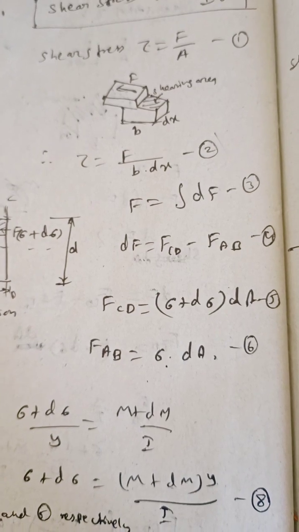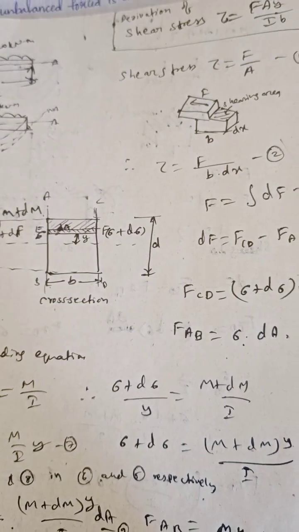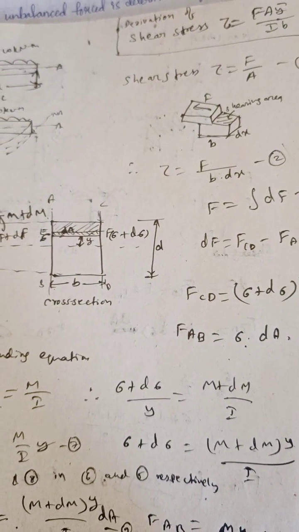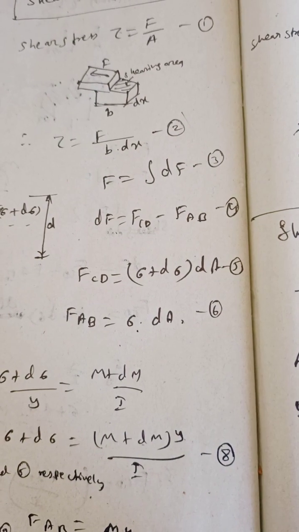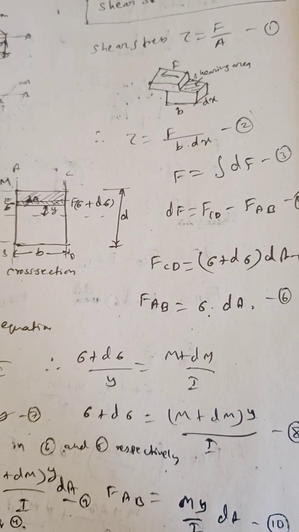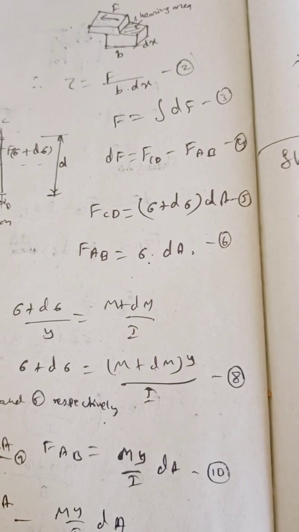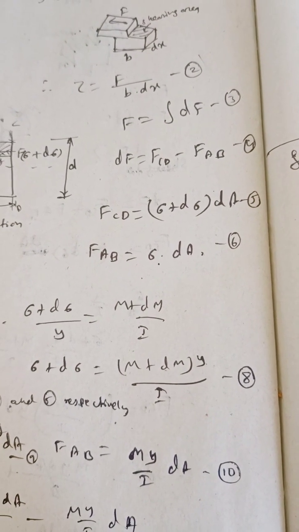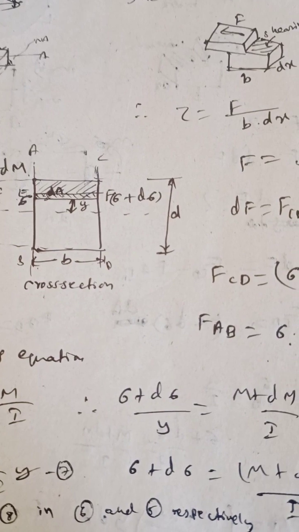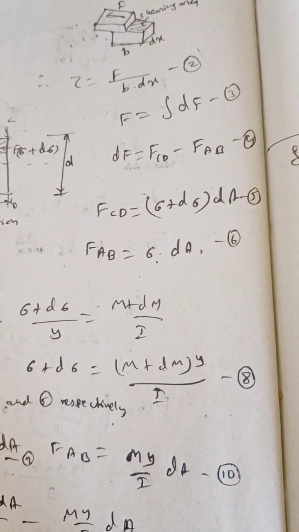So F is nothing but the integration of dF, where dF is the force difference between the sections AB and CD. So integration dF equal to F. Now what is dF? dF equal to FCD minus FAB. So what is FCD? We know that force equal to stress into area. So FCD, with stress on CD being sigma plus d sigma, is sigma plus d sigma into dA, and FAB is stress sigma into the area of the elemental strip dA. Let these be equations 5 and 6.